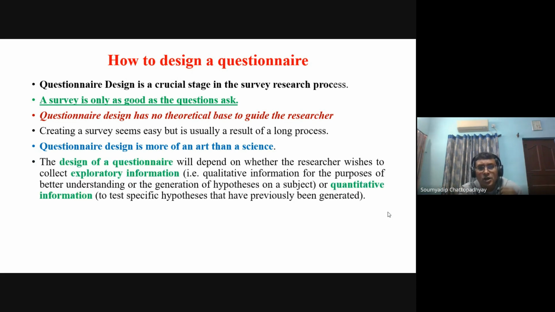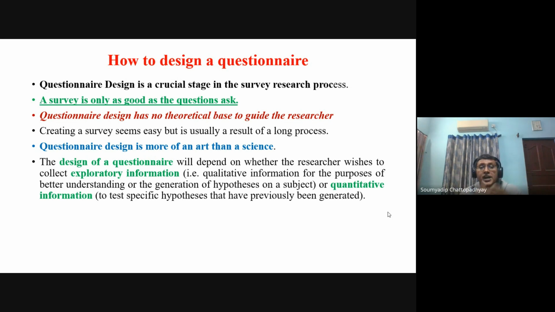art than a science, because we do not have any specific theoretical guidelines which we can follow to develop a questionnaire. Generally the design of the questionnaire will depend on whether we are interested in qualitative research or quantitative research. Sometimes as a researcher, we wish to collect exploratory information, that means qualitative information, for example, for the purpose of better understanding or the generation of a hypothesis on a particular subject, or in some cases, we may resort to quantitative information.